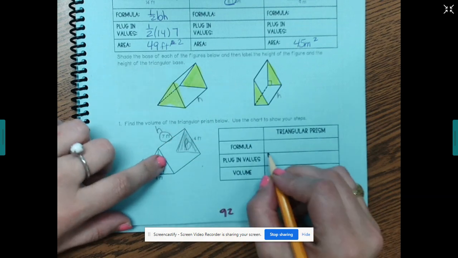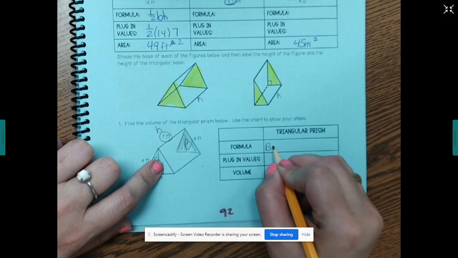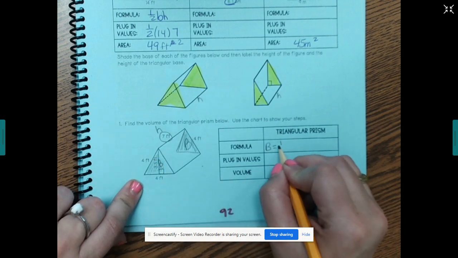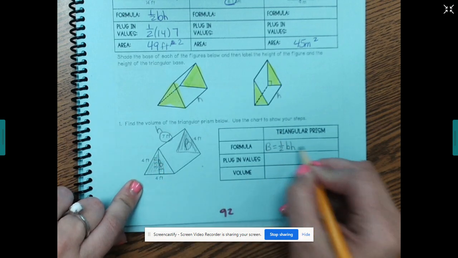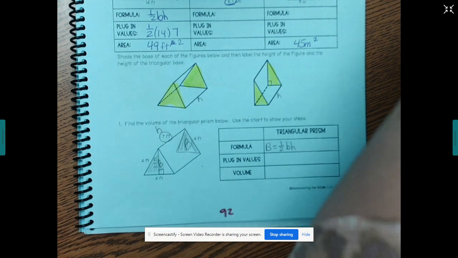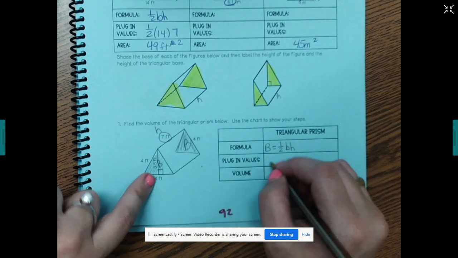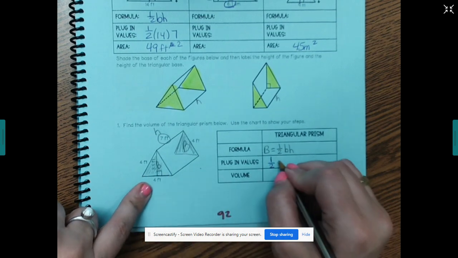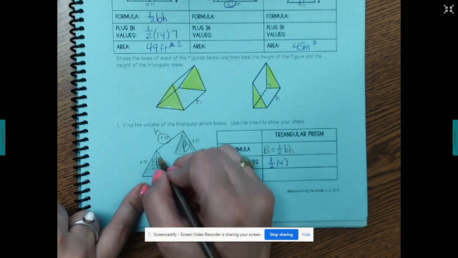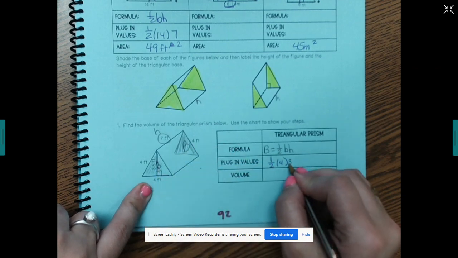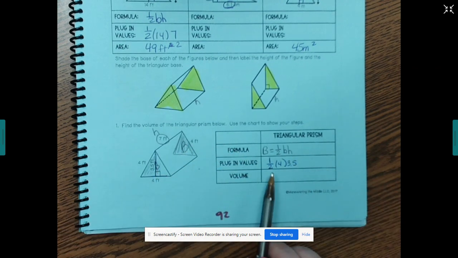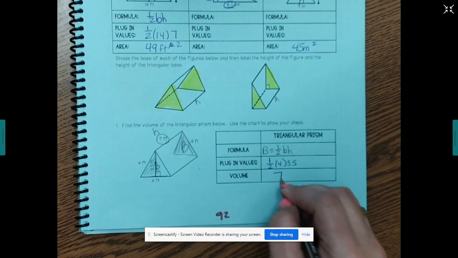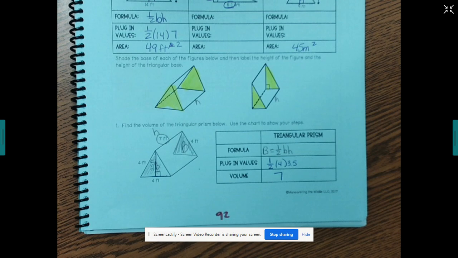Okay? So first thing is big B is a triangle. So I have to do 1/2 BH. Okay, that's not showing up very well. So 1/2. The base of this triangle is 4. The height of this triangle is 3.5. Okay? Half of 4 is 2. 2 times 3.5 is 7. If you want, you can just multiply 4 times 3.5.